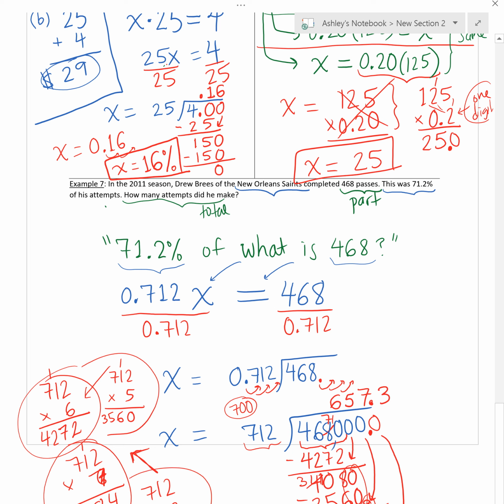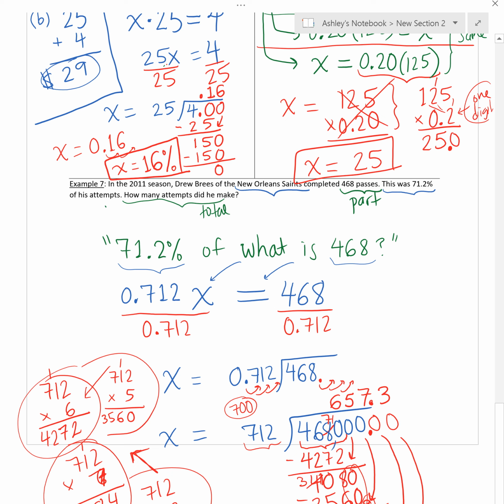3 times 7, 12. There's 21, 36. If I subtract these guys, I'm going to have to do some borrowing. Make that a 5, which makes this a 10. 10 minus 6 is 4. 5 minus 3 is 2. And that's it, huh? Oh my gosh, another 0? Oh, it's going on forever.